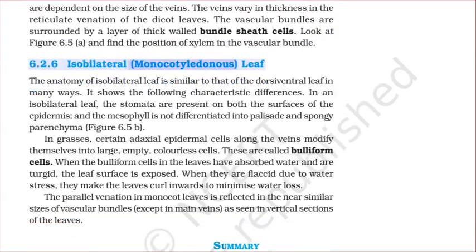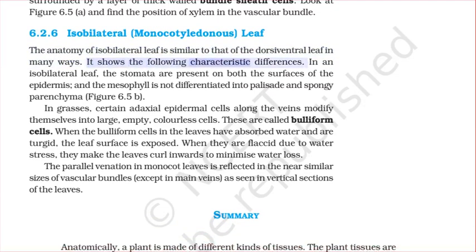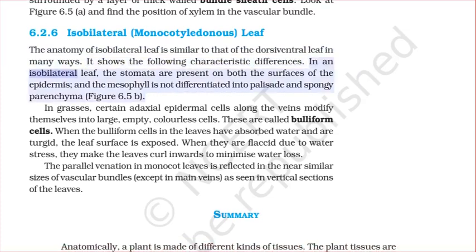6.2.6 Isobilateral monocotyledonous leaf. The anatomy of isobilateral leaf is similar to that of the dorsiventral leaf in many ways. It shows the following characteristic differences. In an isobilateral leaf, the stomata are present on both the surfaces of the epidermis, and the mesophyll is not differentiated into palisade and spongy parenchyma, Figure 6.5b.